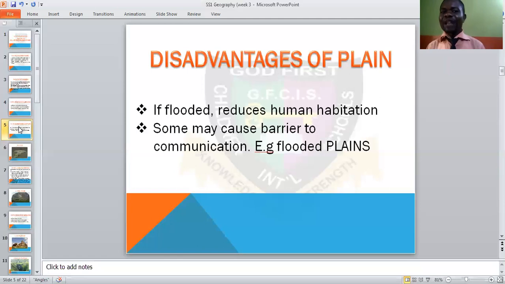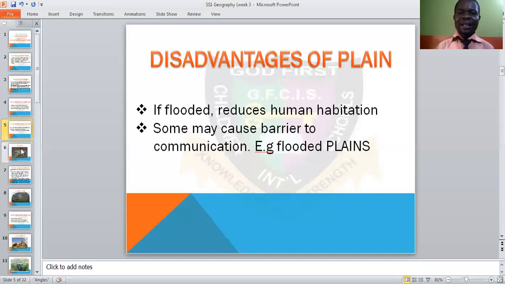So it may cause a barrier to communication. That's another thing. You want to construct a road, you want to do some network of things, you see that the place is flooded, you will not be able to do anything when you meet flood there. These are some of the disadvantages of the plain.